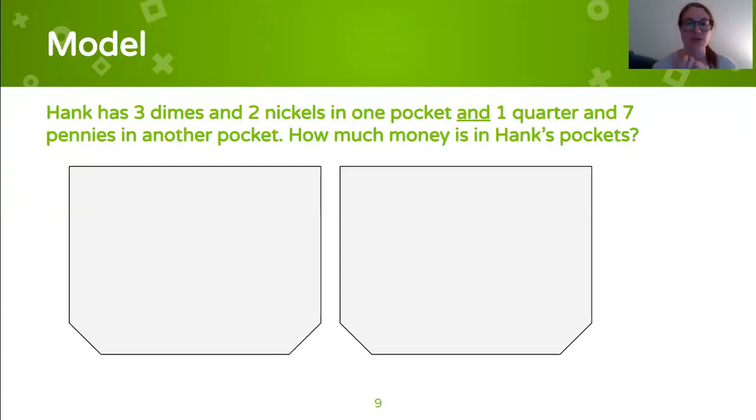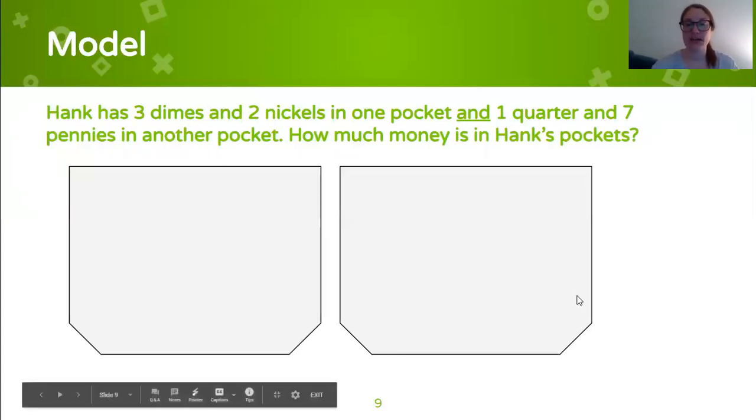Okay, so I've read the problem. He's got some money in a pocket and some money in another pocket. I underlined that word and because I feel like if you have this and this, they're going to want you to put it together. So it's a part and a part making a whole. So I'm looking for the total amount of money, the total value of money that Hank has in his pockets.